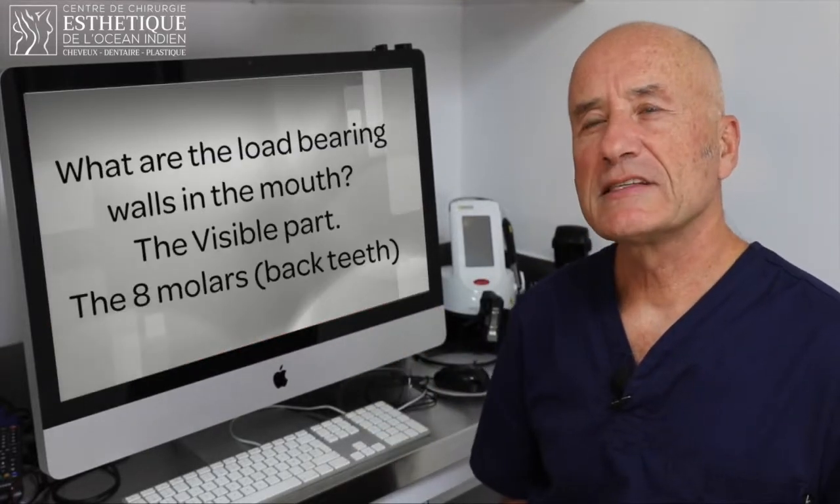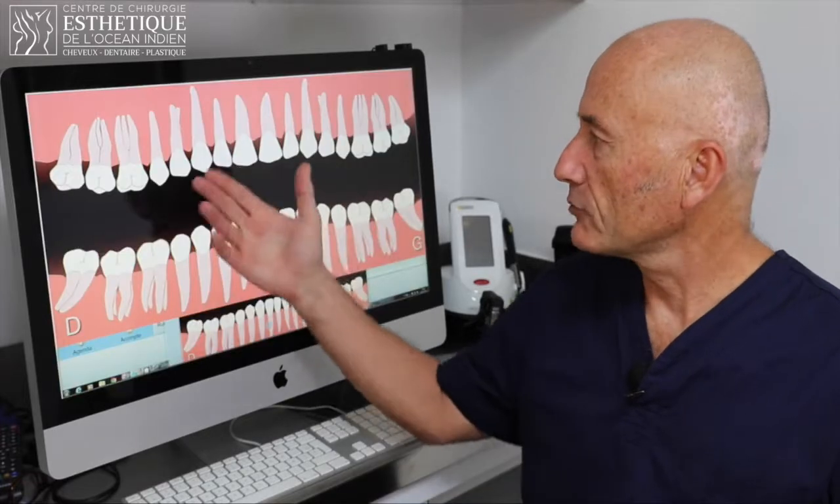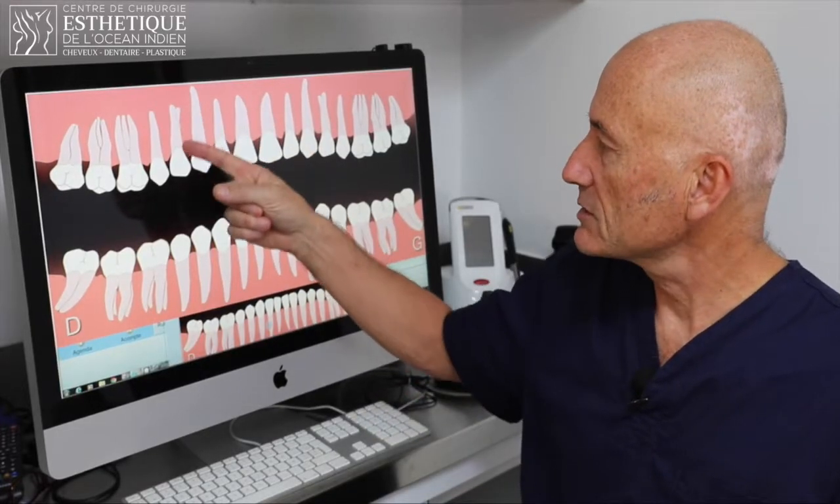What are the load-bearing walls in the mouth? The visible part, the 8 molars or back teeth.